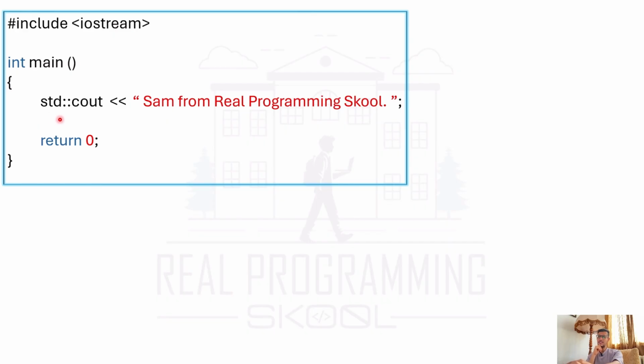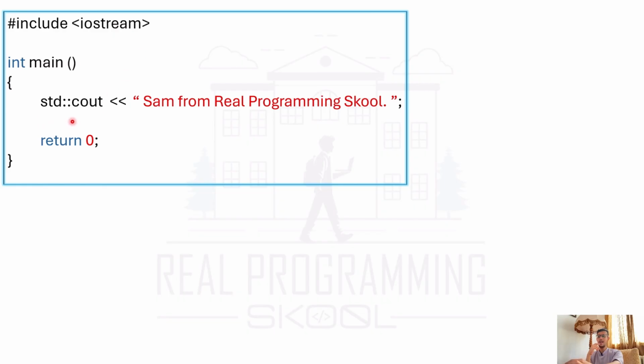Between the curly brackets of the main function we have std colon colon cout less than less than double quotation sum from real programming school double quotation semicolon, return 0 semicolon. What does std mean? Std stands for standard library, which actually exists in iostream. If we do not include iostream, we will not find this std.